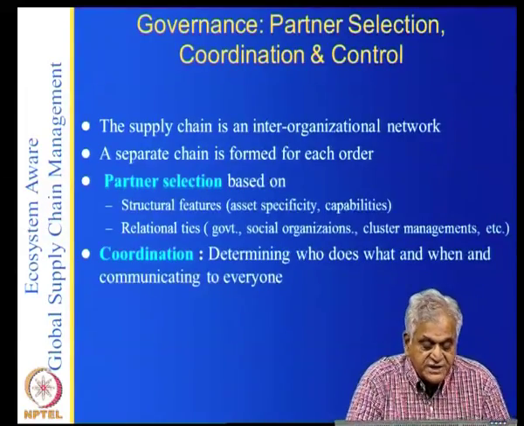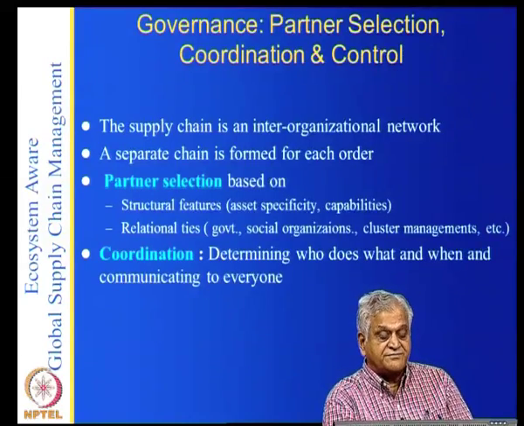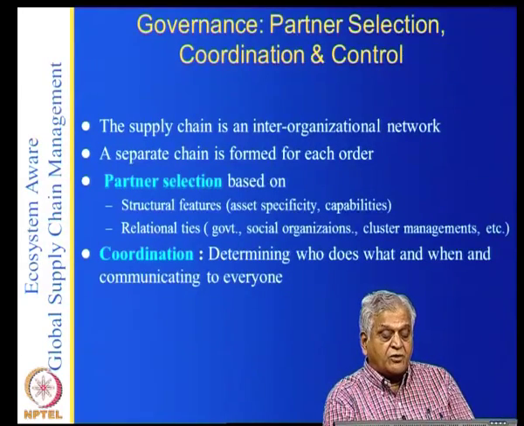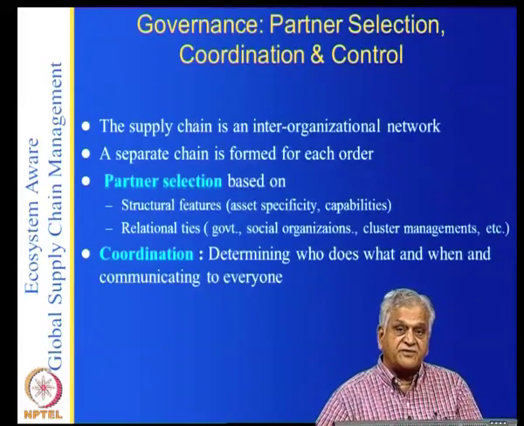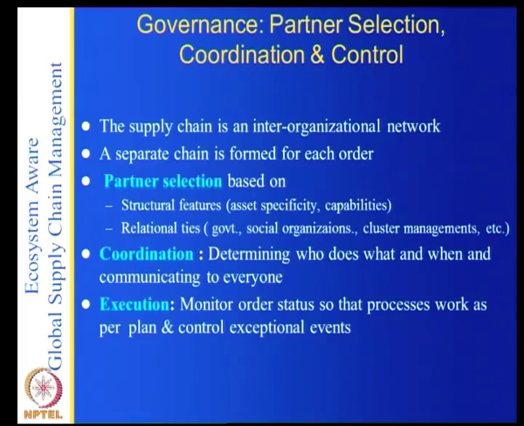Partner selection has two features, structural and relational. And coordination is determining who does what and when, and communicating to everyone. That is mathematical. And execution is monitoring the order status so that the processes work as per plan, and controlling exceptional events.